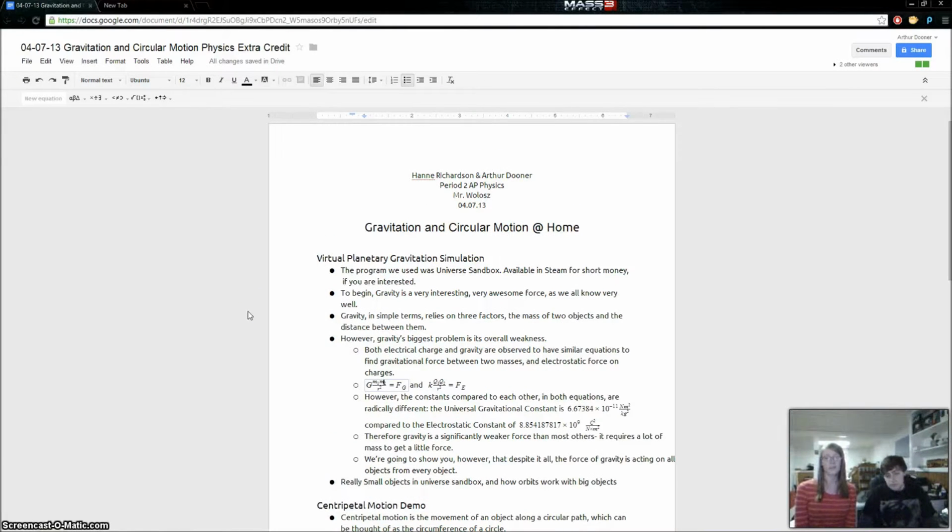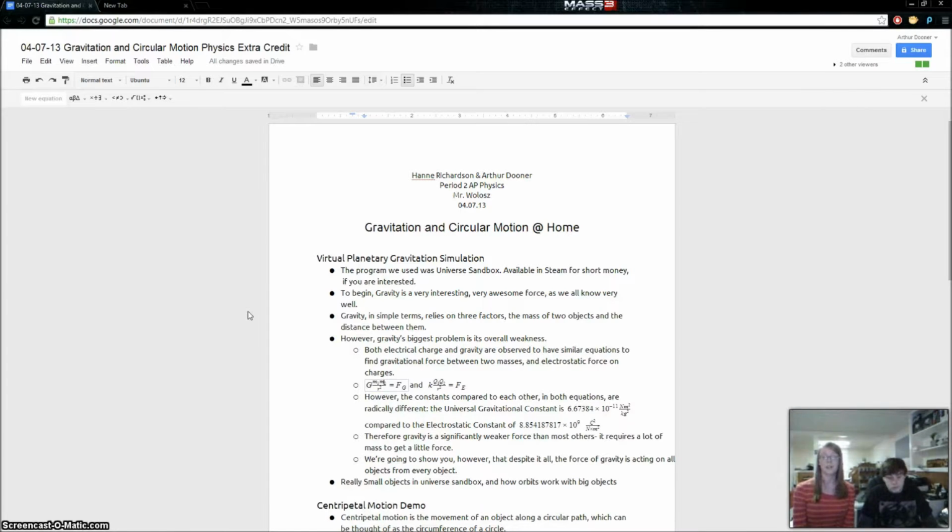So the formulas for the gravitational force between two masses and the electrostatic force between two charges are pretty similar. For gravity, you have the gravitational constant times the first mass times the second mass, divided by the distance between them squared. For the electrostatic force, you have a constant times Q1 times Q2 over the distance between them squared. So as you can see, those are pretty similar.